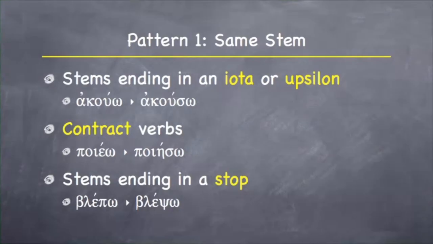The second sub-pattern of pattern 1 are contract verbs. Okay, so you have poie, which goes to poieo in the present. You lengthen it in the future, and you have poieso, but it's the same stem in both the present and the future. And the third sub-pattern of pattern 1 are stems ending in a stop. And so you have blep, that shows itself as blepo in the present and very regularly as blepso in the future. But the point is that those are all words where the present tense stem and the future tense stem are the same thing.